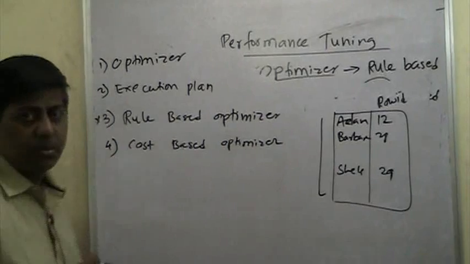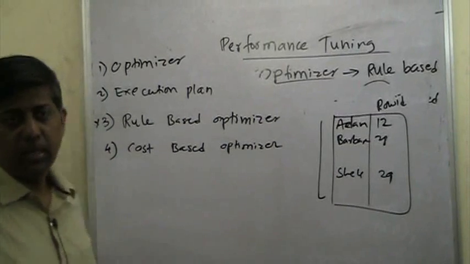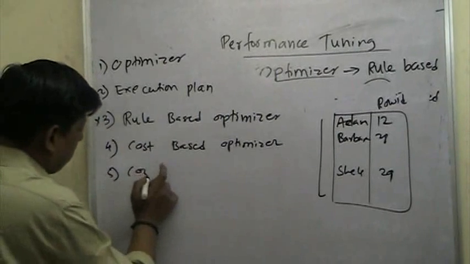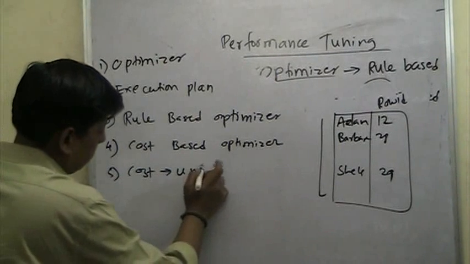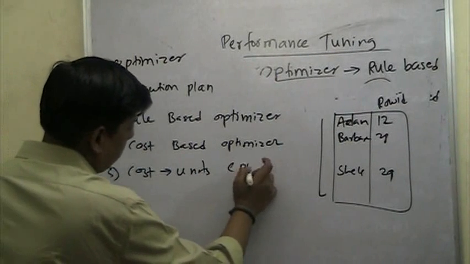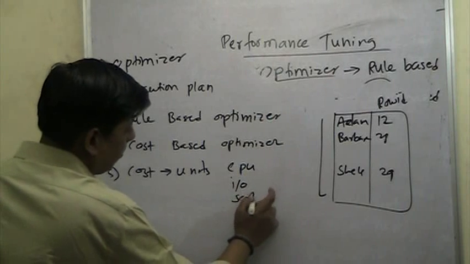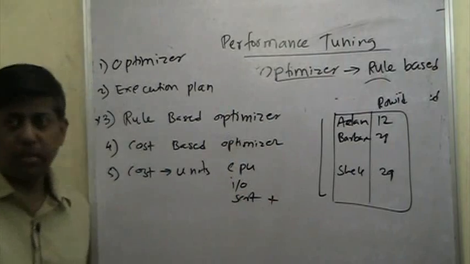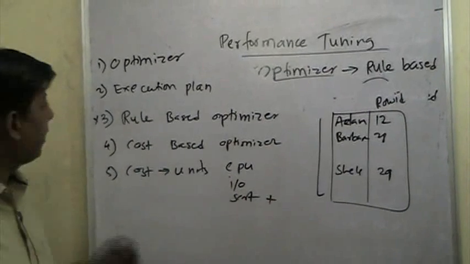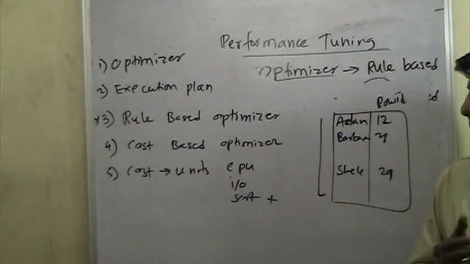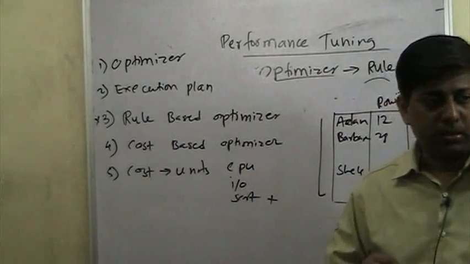And what is the cost related to that? Cost of what? Cost is just in units. Cost is related to CPU, cost is related to IO, and cost is related to sorting, plus so many other things, but these are the 3 major things on which the cost of an execution plan depends.